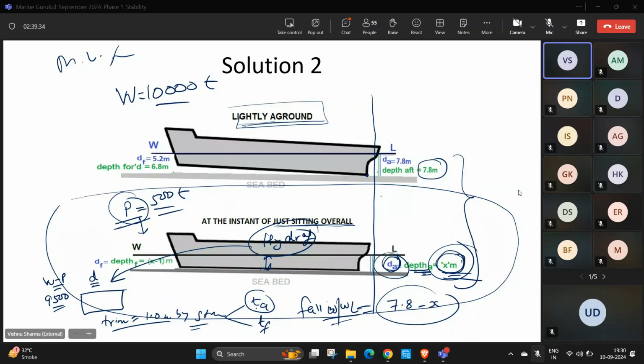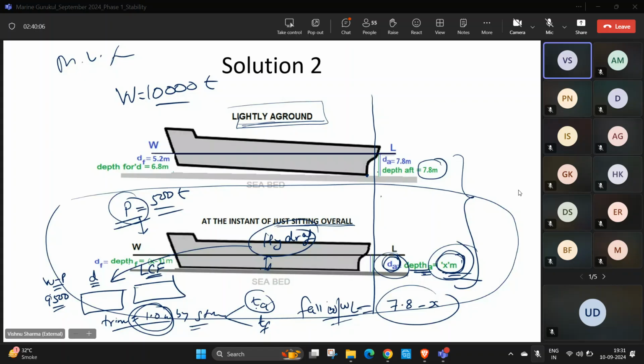Now some people are asking, should we take TPC for this draft or that draft? Now we are coming to that point again. We want to split this trim of 1 meter into TA and TF, and LCF depends on draft. To split trim into TA, you need LCF. So you should be taking LCF for W minus P now, because if you use LCF for W minus P, that is more accurate in your working.